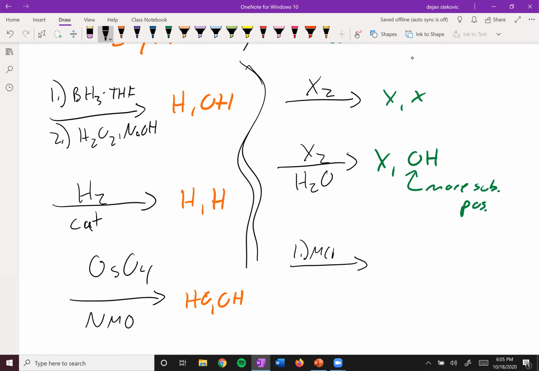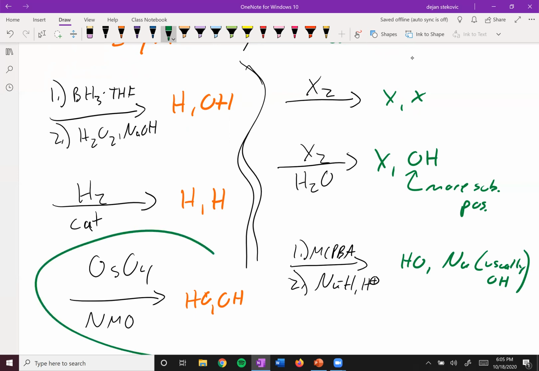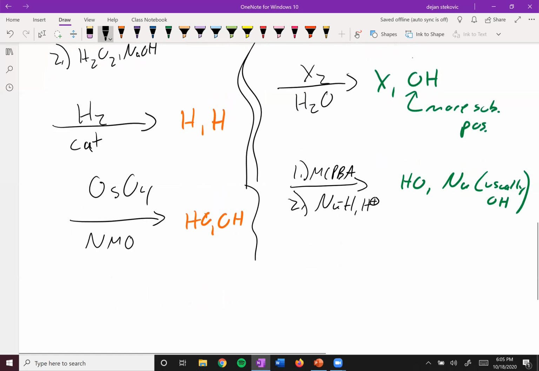And then we had mCPBA that'll form the epoxide, followed by adding some kind of nucleophile and some acid. And that'll add a hydroxide and a nucleophile, usually another OH, so usually you add 2 alcohols. So it's the anti-dihydroxylation, kind of the opposite of this syn dihydroxylation. And so that's one thing that we have to consider, whether they're going to add syn or anti.